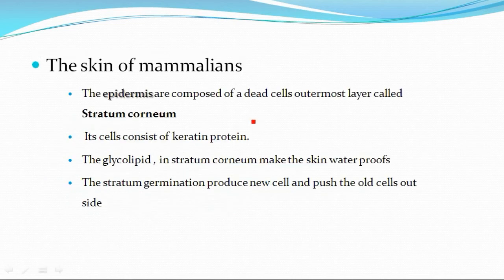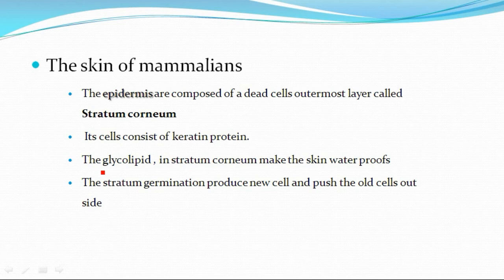Now we are going to discuss the skin of mammals. The epidermis is composed of dead cells in the outer layer called the stratum corneum, the outermost layer of the epidermis. The stratum corneum cells consist of keratin protein, which also gives hardness to the skin of mammals. The glycolipid between the stratum germinativum and the stratum corneum gives waterproof properties to the mammalian skin.